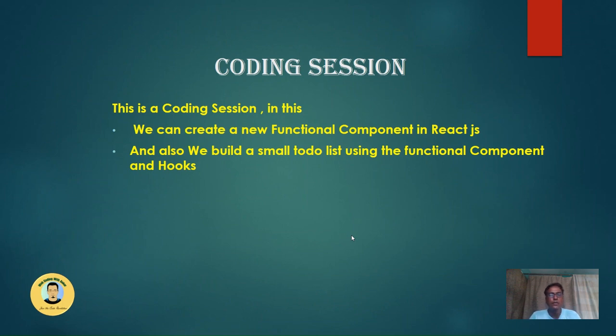In this coding session, we can create a new functional component: how a functional component is created in React.js, and how you are able to export that component and use it in your main parent component file. After that, in order to give some interactive look, we will also create a to-do list using the functional component and hooks. If you haven't heard about hooks, in a coming video I will make a video on hooks, how hooks can be used in functional components. So let's move on to our Visual Studio to build a new functional component and an interactive application of a small to-do list to see how the functional component works in React.js.